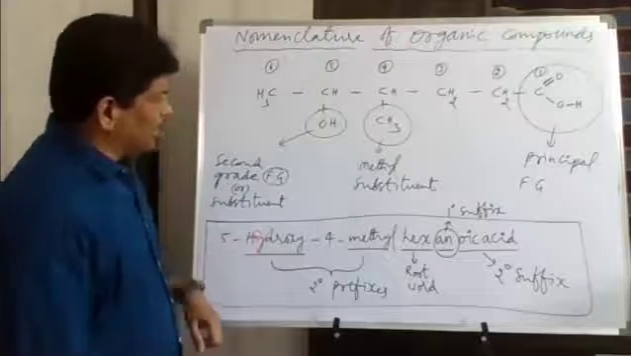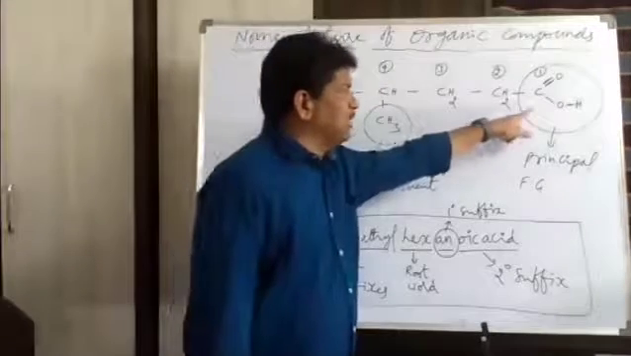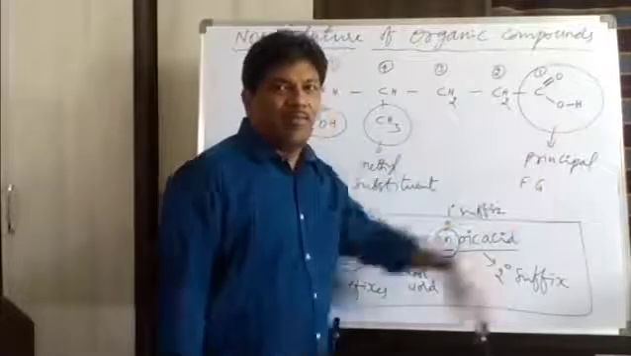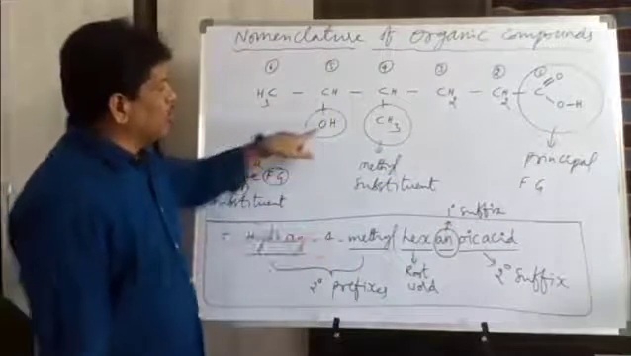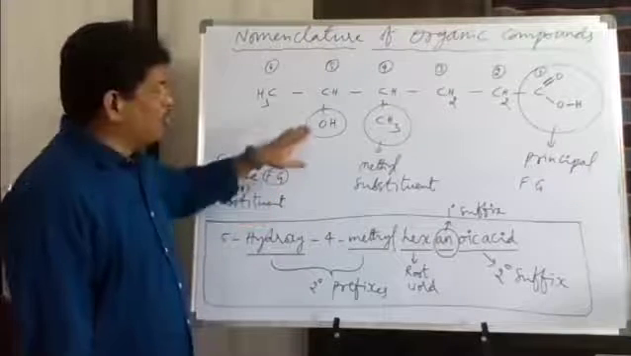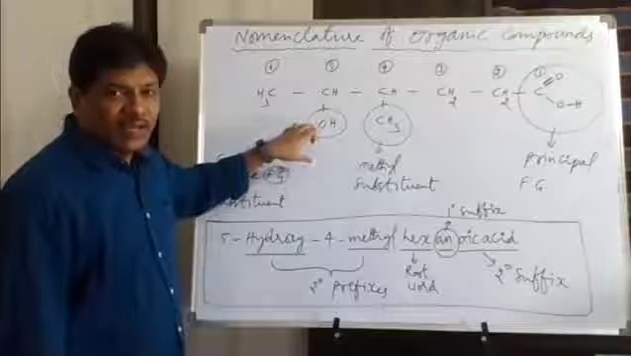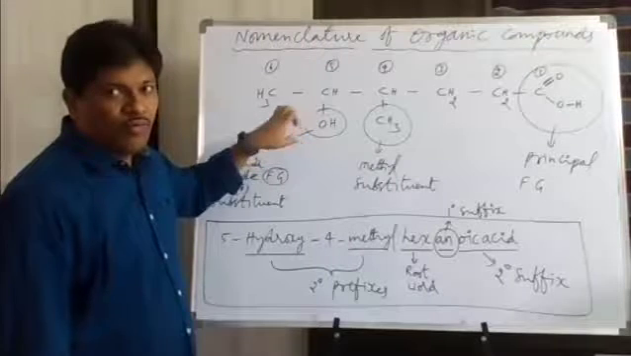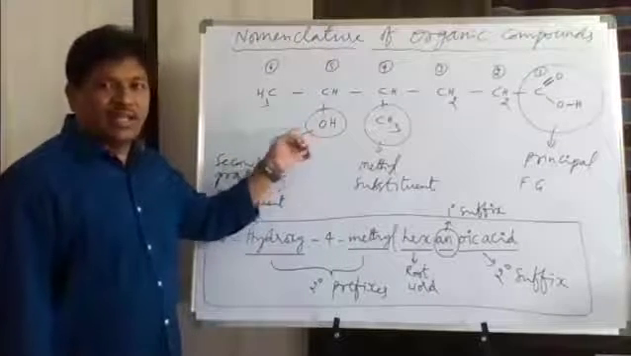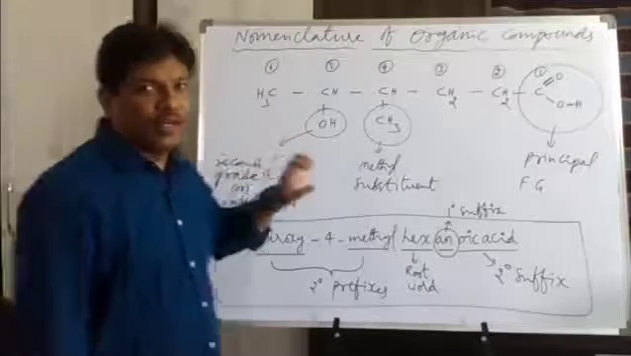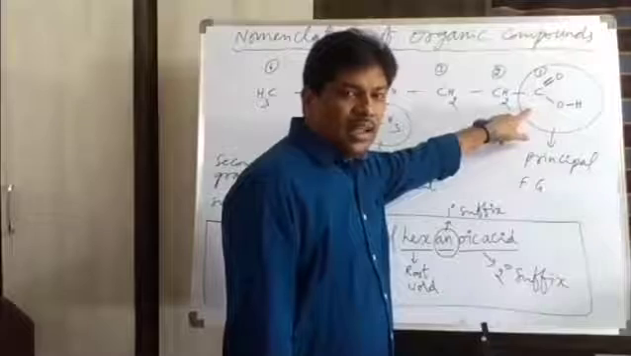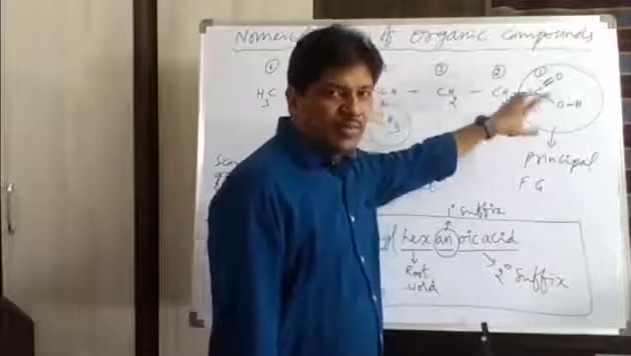Next, the principal functional group is COOH. So which name do we use? The secondary suffix name, keep that in mind. Next, the OH group is acting as a substituent or second grade functional group. For this we have to use the secondary prefix name. So we must know the secondary prefix name and secondary suffix name of this OH group, and also of COOH.